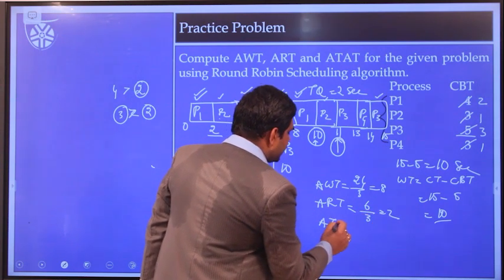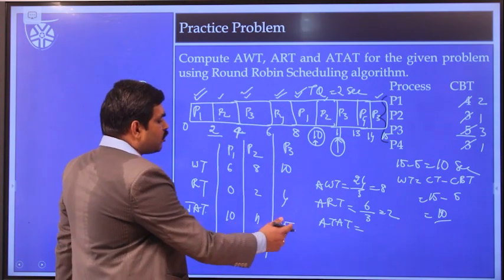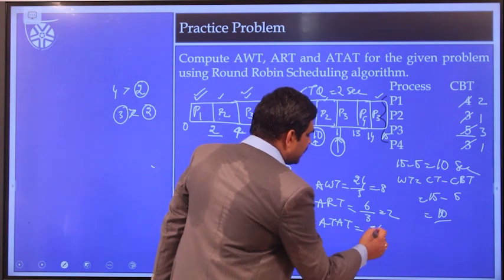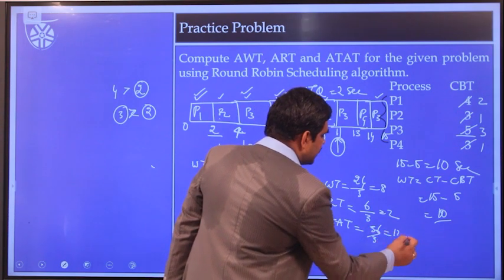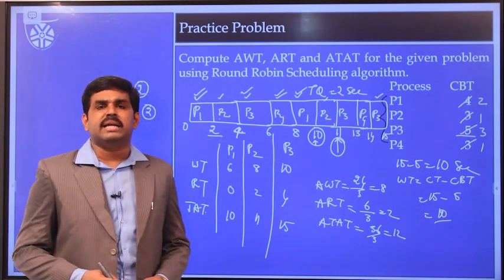Coming to the average turnaround time. Average turnaround time is 10 plus 11, 21. 21 plus 15, 36. 36 by 3 equals 12 seconds. Okay students, hope you are very much clear about the round robin scheduling algorithm also.